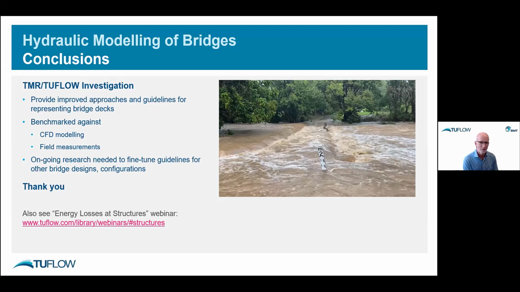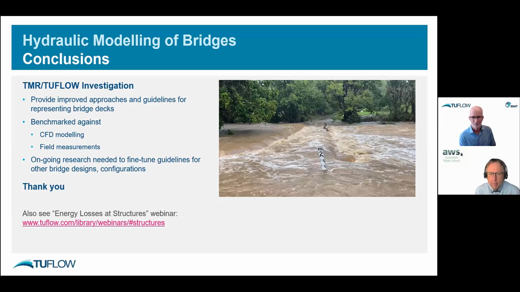But there's always need for ongoing research. As Greg talked about, different bridge designs and configurations. How do you deal with dual bridges and so forth? We're hoping there may be opportunities to continue this type of research to further inform bridge deck losses. So that's all from me. Thank you for attending, and I'll hand it back over to Trevor.